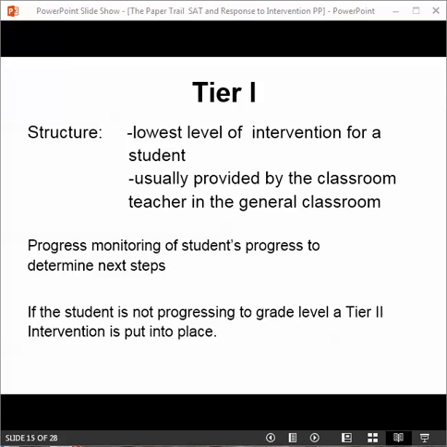It's progress monitored, so the student's assessed. How are they progressing? If they're doing fine and they go back to grade level, the team will probably just place them back in gen ed and they'll keep an eye on them. If the student's still having difficulty, the team will probably determine that you need to go to Tier 2.